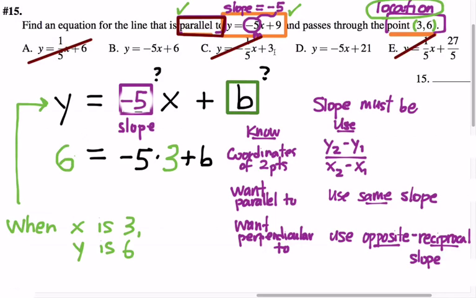And now the only unknown, which we now can solve for, is the y-intercept b. What's negative 5 times 3? Negative 15. So 6 equals negative 15 plus b. And how do we get the b by itself? I would divide if I were multiplying here.